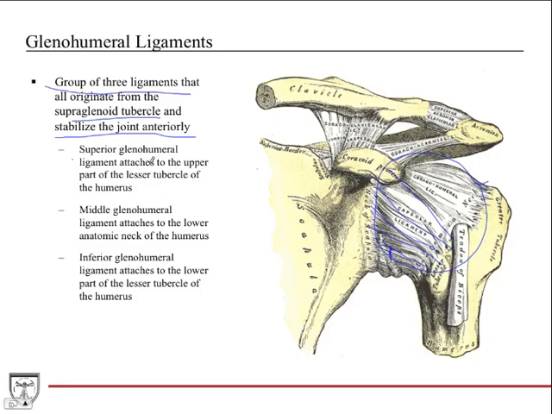The superior portion attaches to the upper part of the lesser tubercle of the humerus, so you can see that here. The middle attaches to the lower anatomical neck of the humerus, so down here. And then the inferior glenohumeral ligament attaches to the lower part of the lesser tubercle of the humerus, so down in this region right here. And these 3 comprised collectively are called glenohumeral ligaments.